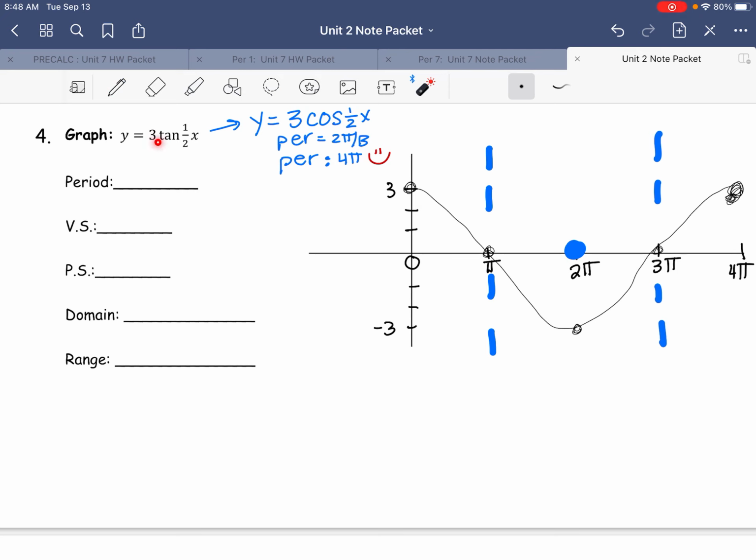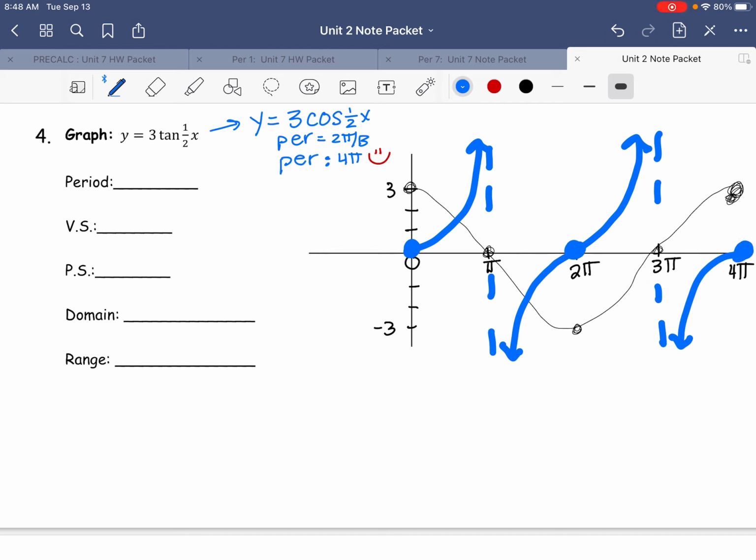And then I look back, this was a positive 3, so that means that this tangent graph is going to go up as we move left to right. Up. Okay, so as you trace left to right, your graph must be going up. Now let's fill in these right here. So the period for tangent is pi over b. Well, pi over 1/2 is 2 pi. No vertical, no phase shift. See if you can find your domain on your own.